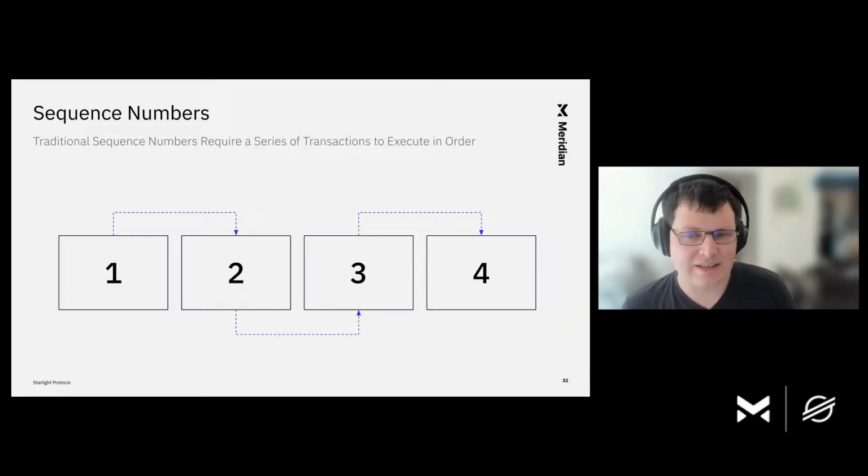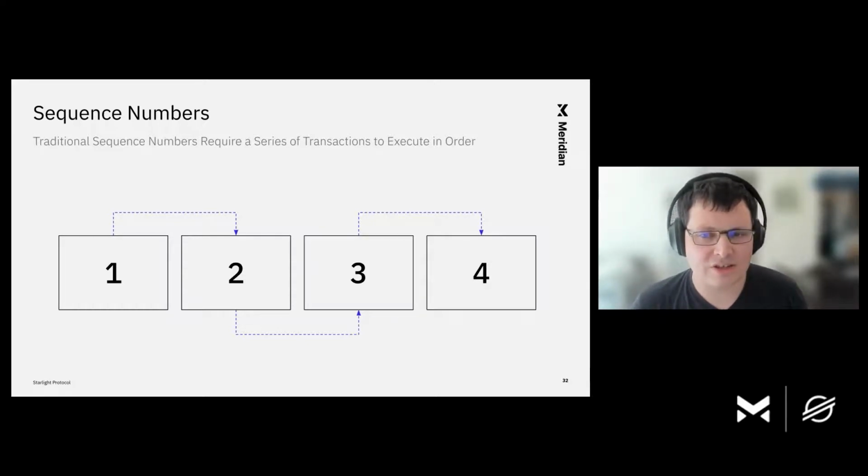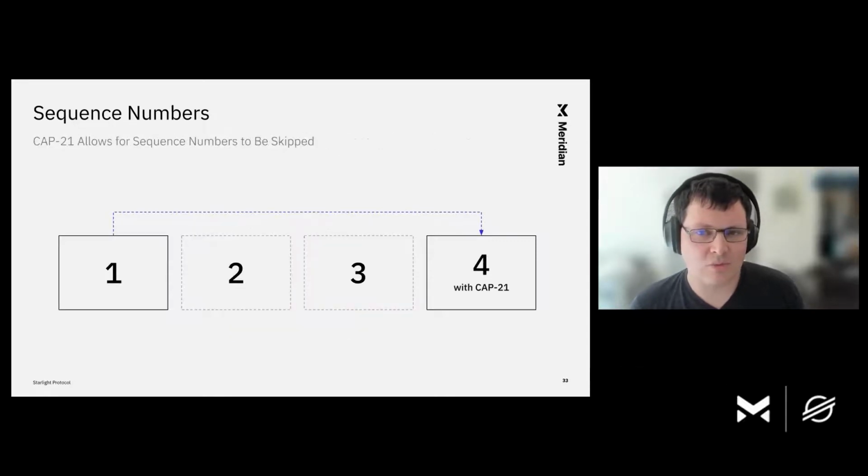Now we're proposing an extension to their capabilities in CAP 21. And what CAP 21 allows us to do is to say that a transaction such as transaction 4 is valid as long as transaction 1 has executed. We no longer need every transaction between 1 and 4 to execute. Transactions 2 and 3 can execute, but they don't have to. And if they are going to execute, they have to do it before transaction 4, because once transaction 4 is confirmed, 2 and 3 are no longer valid.